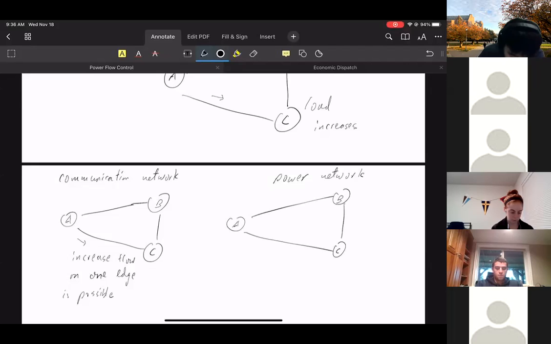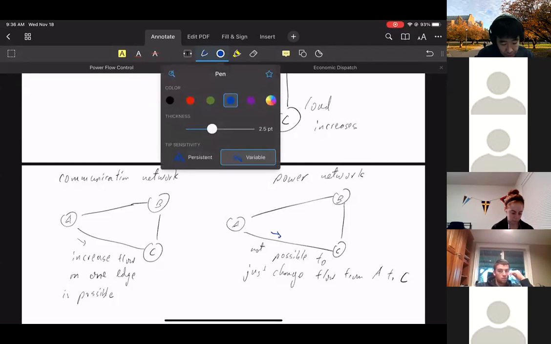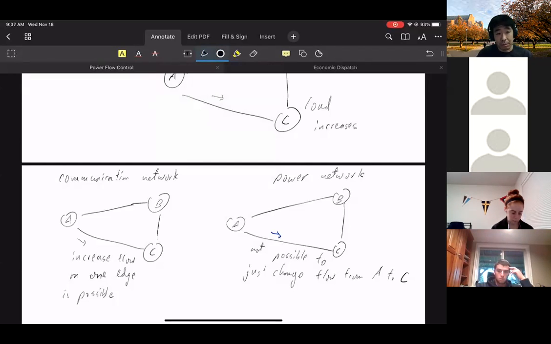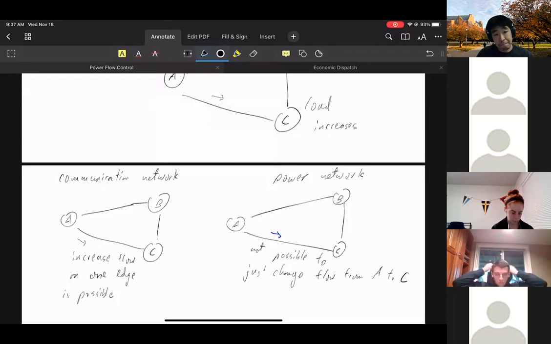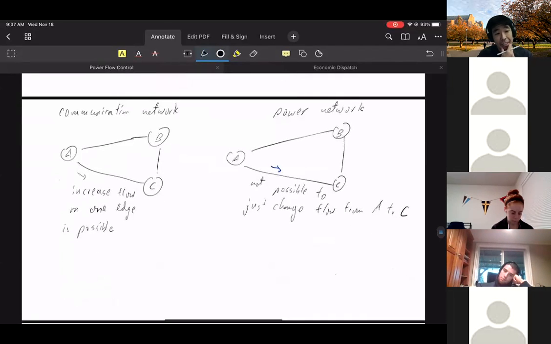it turns out it's not possible to just change the flow. If you demand more power flow from A to B but don't want to change the flow on A to C, it's not possible. If you just want to add one more unit of power here without changing the flow on the other two edges, it turns out to be not possible. You cannot arbitrarily pick a line in the power system and say, let's flow more power along this line. Physically, you can't do this.